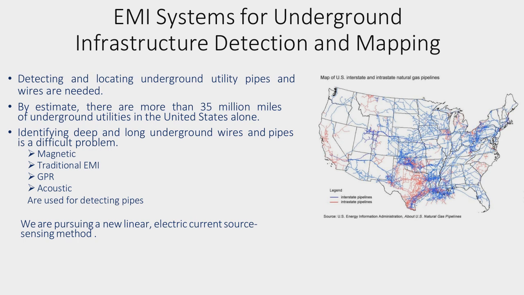And in order to detect these underground infrastructure targets, particularly targets that have a very low amount of metal, such as tracing wires, it is very difficult with these traditional sensing technologies. And our group, based on our experience with high frequency EMI, is pursuing the development of this linear current sensing technology.